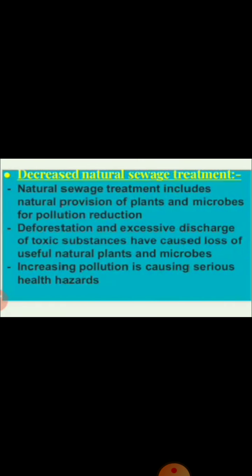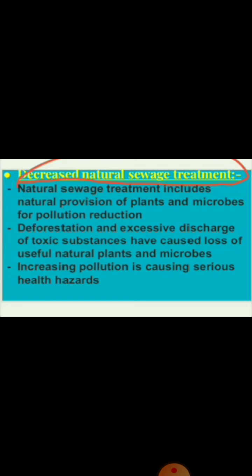As impermeable surfaces are increasing in cities, the problem of increased flooding is becoming severe day by day, and in future it is expected that it will become very dangerous. So after studying increased flooding, now the next important issue is decreased natural sewage treatment.